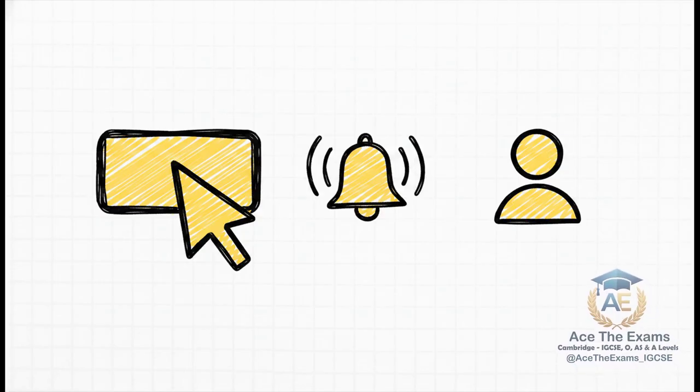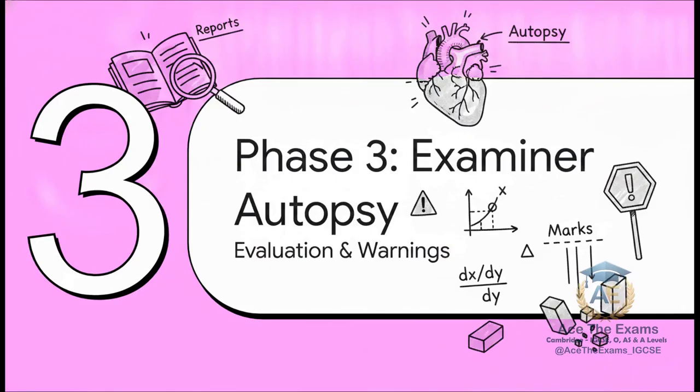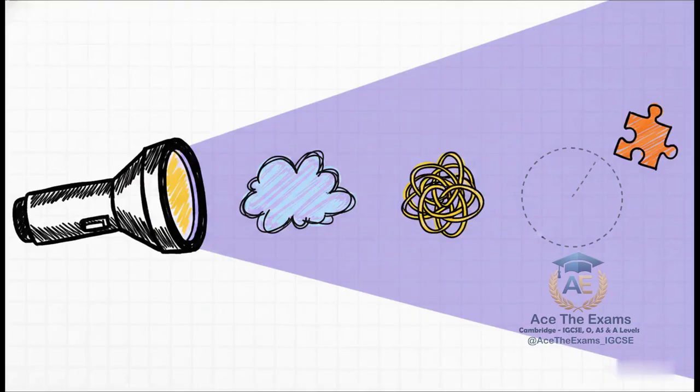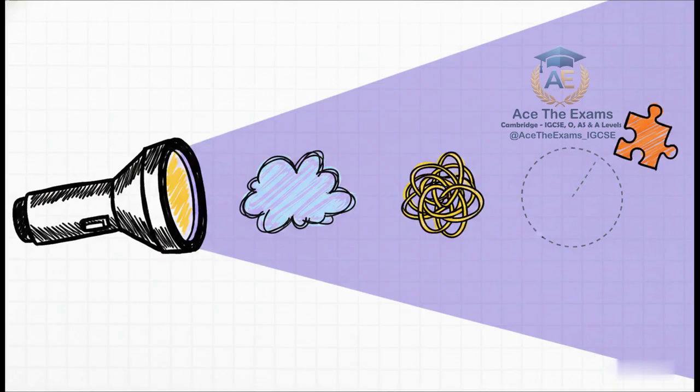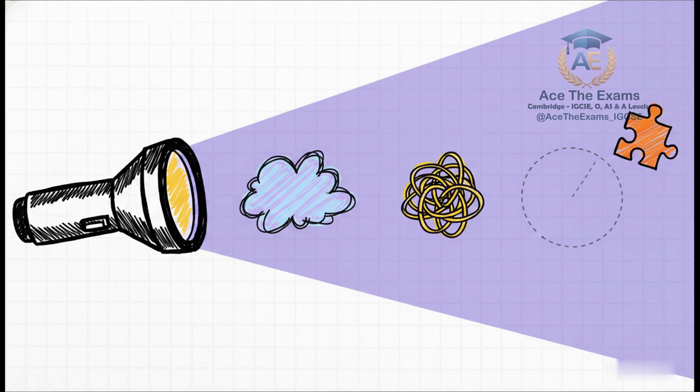Okay, let's get back to the crime scene. Phase 3. Examiner autopsy, evaluation, and warnings. Now things get intense. Let's open up the principal examiner reports, turn on the UV highlighter, and conduct a line-by-line autopsy on where students fatally drop their marks. These are the top 3 fatal mistakes that actively kill a grade.